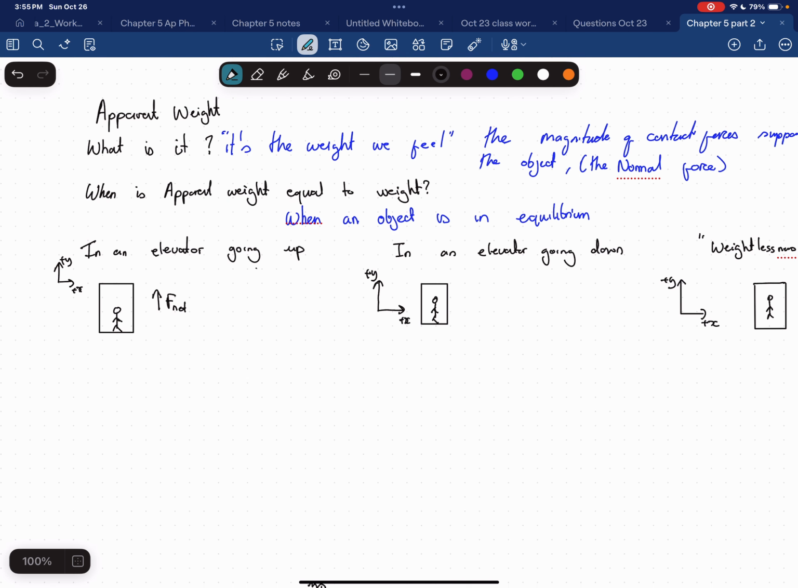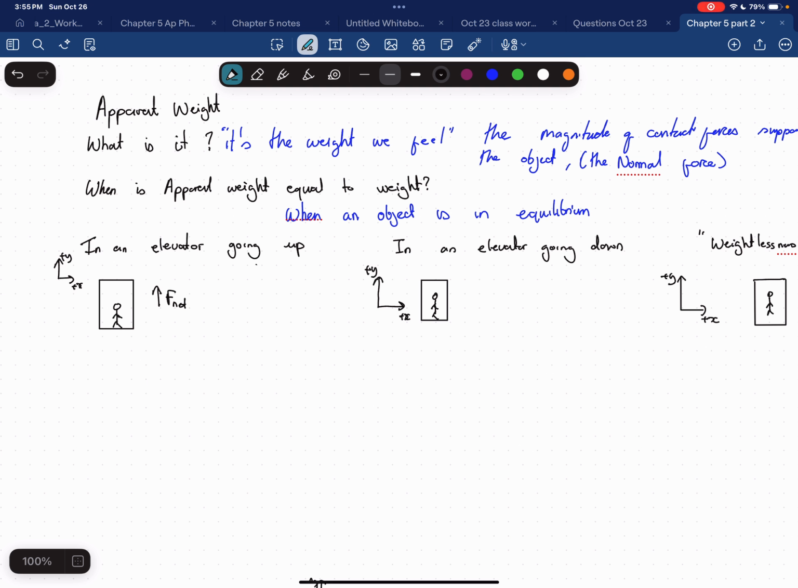Now, what if an elevator is going up? We still have a similar scenario. I set my coordinate system already and I'm going to draw my free body diagram. I've got my weight for sure. Going up, I feel more support from the surface, so the normal force would be a lot larger.